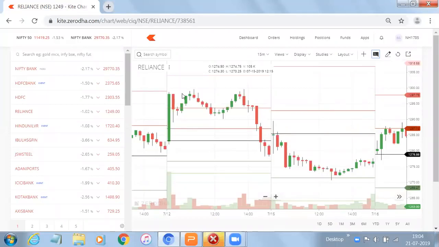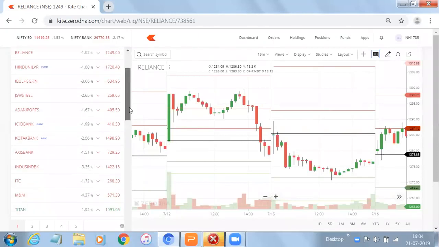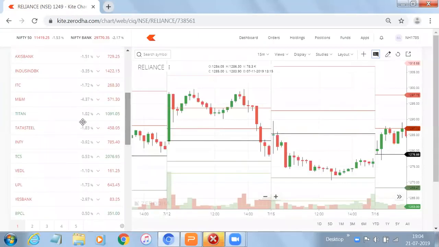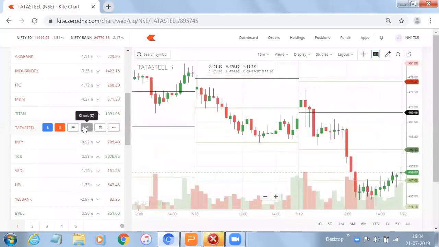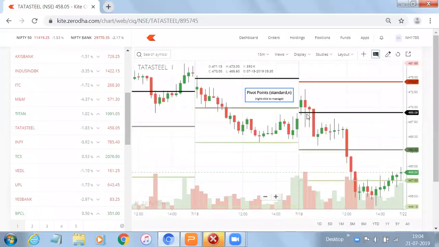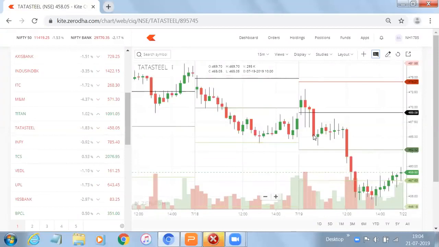So then Tata Steel, the 19th. So 19th means this one. So it was beautiful. From here, it has given the sell signal, which was 465, and the stop loss would be coming at 470. This would be your stop loss, and from there it has fallen directly. It has given till S2, so it was an easy trade.